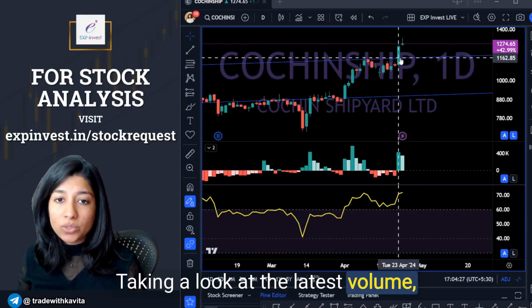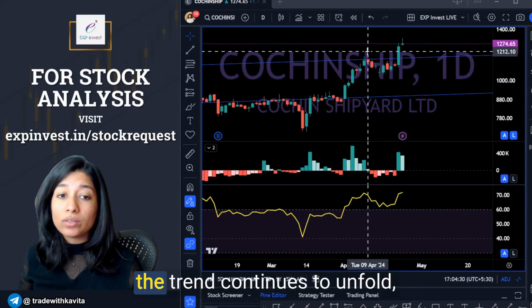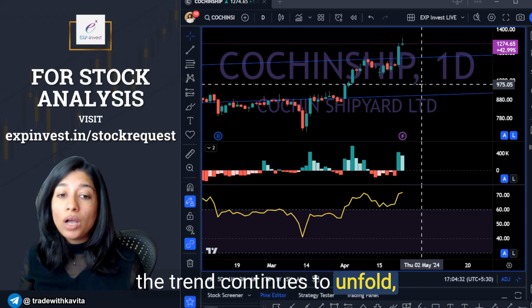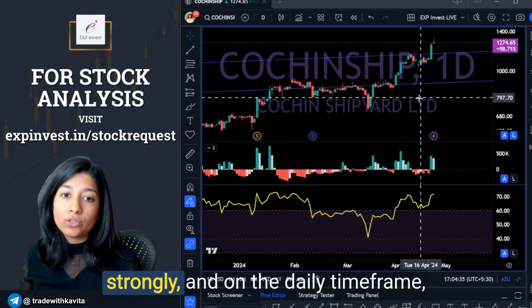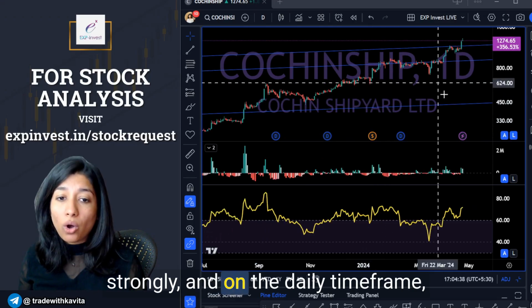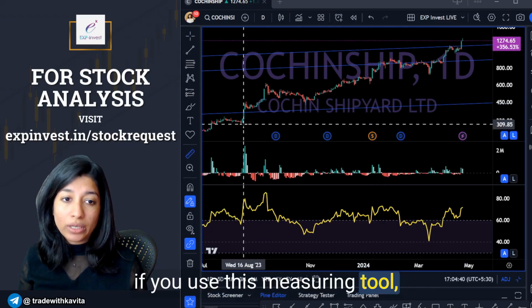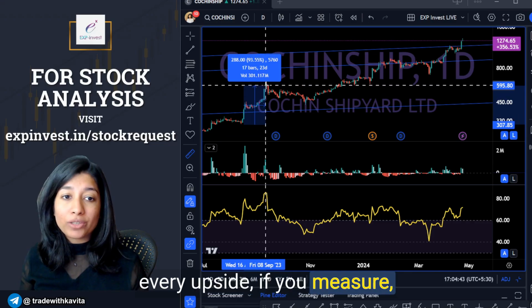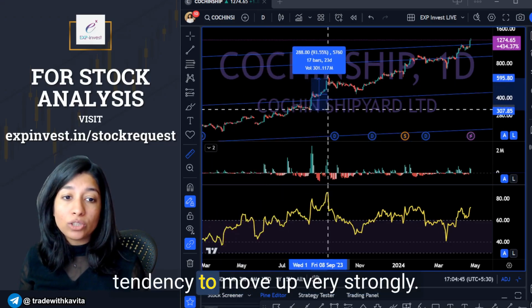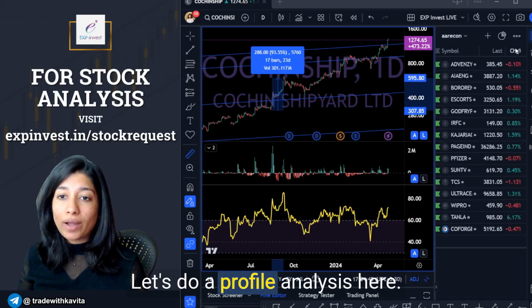Taking a look at the latest volume, what I can see is that even as the trend continues to unfold, the volume is picking up really strongly. And on the daily time frame, if you use this measuring tool, every upside, if you measure, you can see the stock has a tendency to move up very strongly. Let's do a profile analysis here.